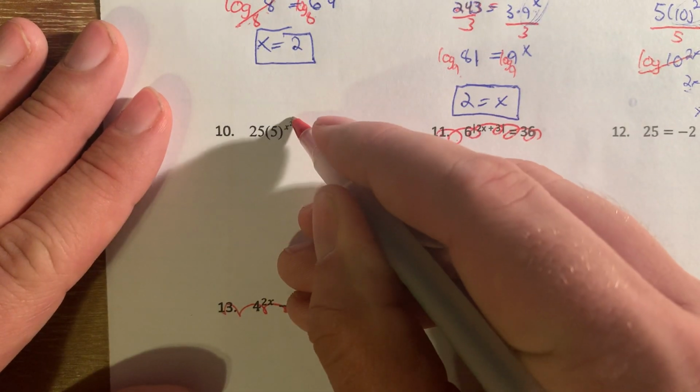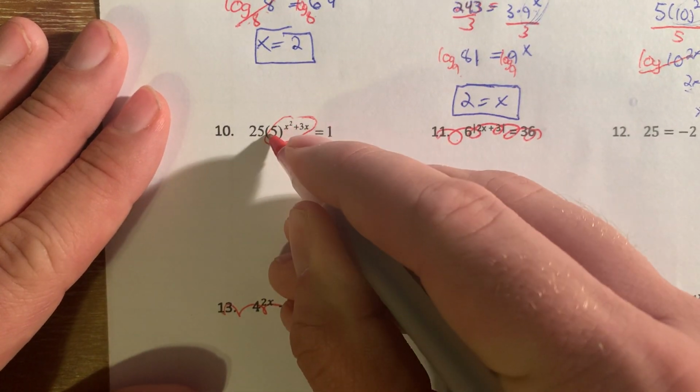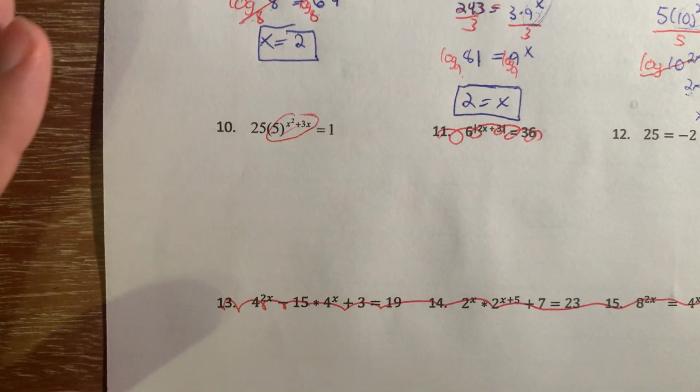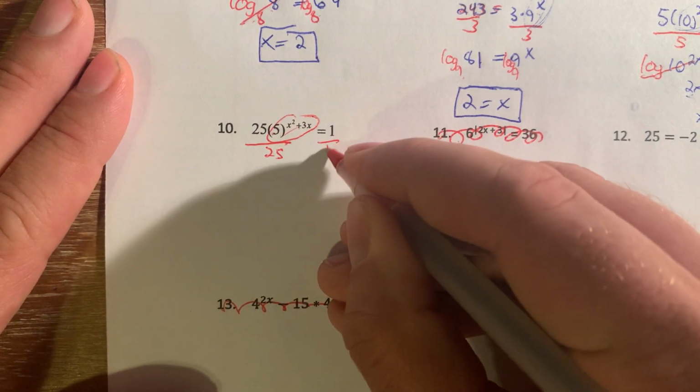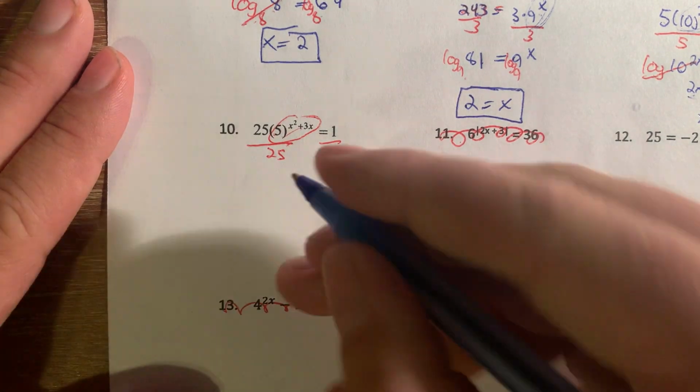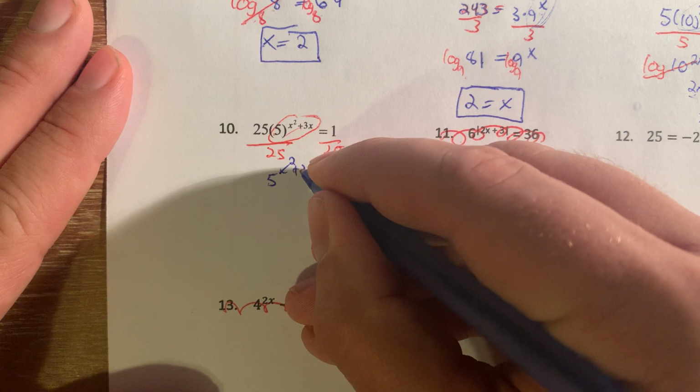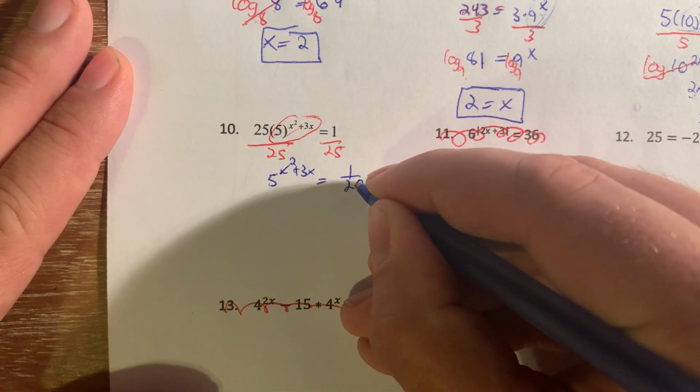Okay, here. We've got a weird exponential, but it's still an exponential. We have 5 to some power. It's just that the power is weird. So we need to isolate this. Divide by 25. Divide by 25. 5 to the x squared plus 3x powers equals 1 over 25.